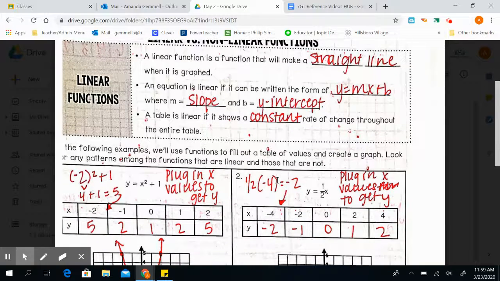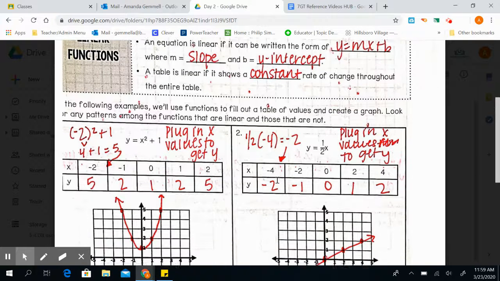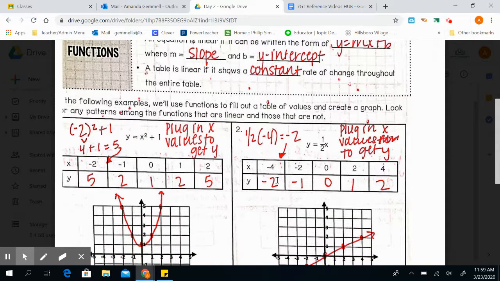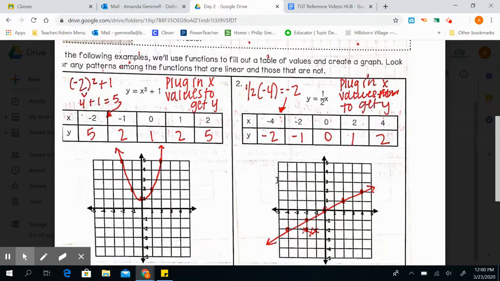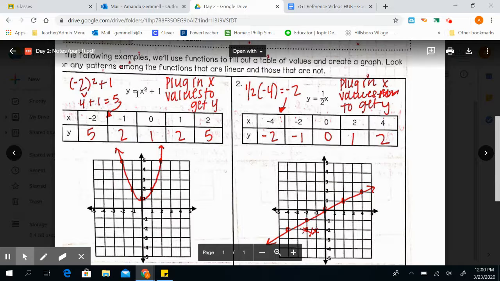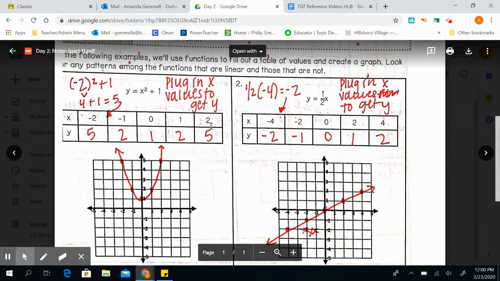In the notes, it says the following, it's a little cut off there: we use functions to fill out a table of values and create a graph. Look for any patterns among the functions that are linear and those that are nonlinear. For this one, it gave us the equation y equals x squared plus 1. In the table, there are x values. We would substitute each x value in the equation to get the y value.